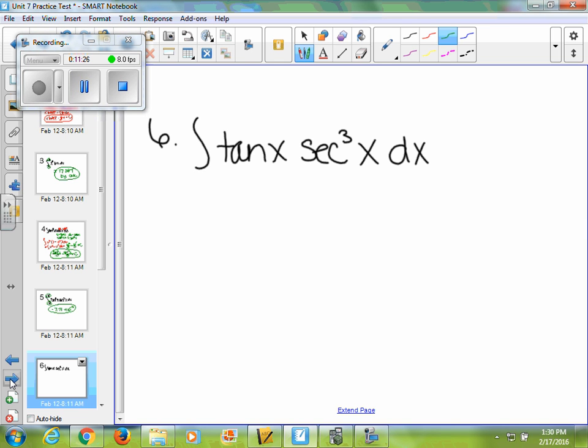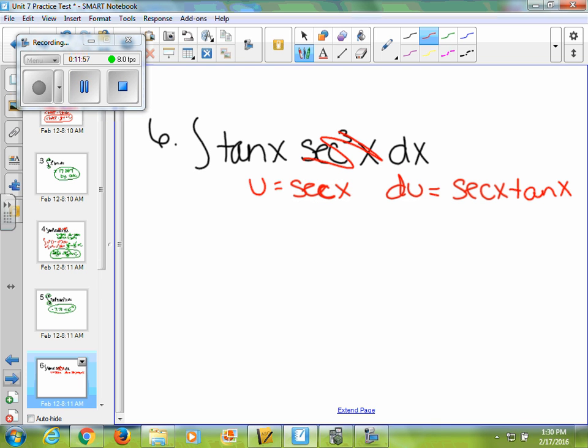All right, on number 6, we're given the integral of tangent of x secant cubed of x dx. And again, with our trig substitution rules, I'm going to let u be secant of x. The derivative of secant is secant tangent. So I need to pull out a secant for my derivative. So I'm going to rewrite this as secant of x, secant squared of x. That's the same thing as secant cubed. I still have 3 secants. I just pulled one of them out.